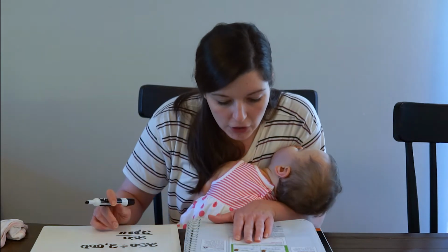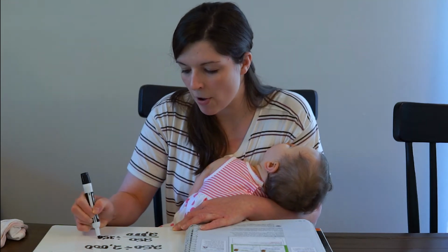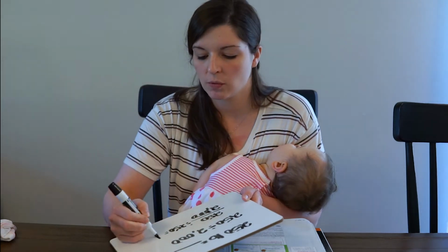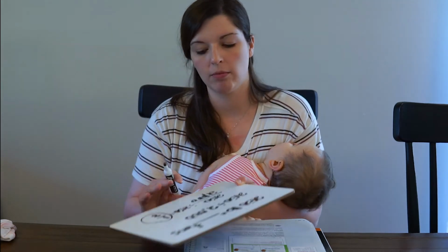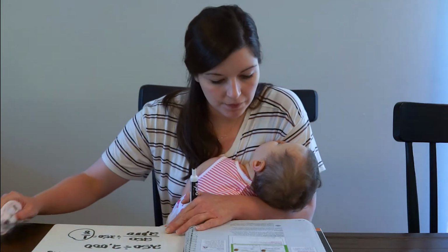And if you look in your book, you can see where they did that. They divided both the top and the bottom. Both of them were divisible by 250, and they simplified that fraction to 1/8. And if you and I were to divide and do that whole problem, we would get that too. 1/8 of a ton is how much the baby weighs.